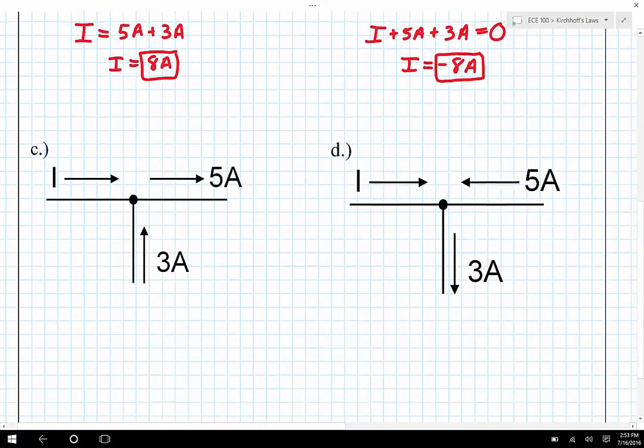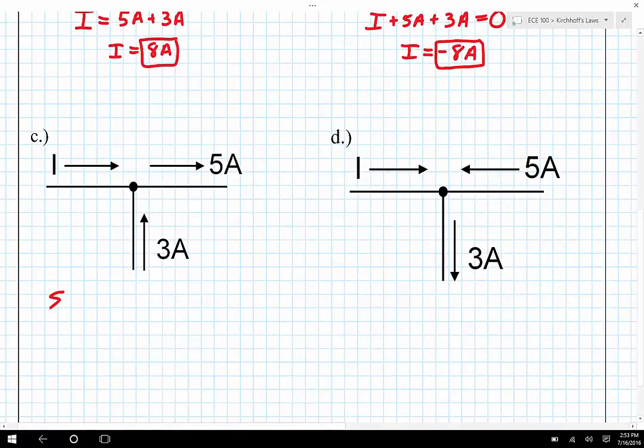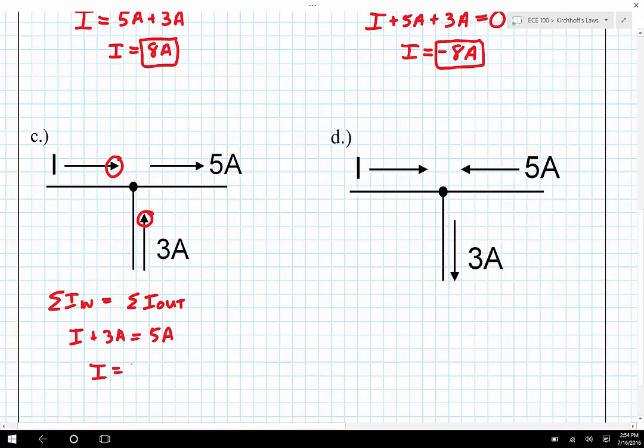Let's look at example C. The sum of the currents entering is equal to the sum of the currents leaving. You can see that there are two currents entering the node, this one and this one. So therefore, I plus 3 amps is equal to 5 amps. And we can go ahead and solve that for I equal to 2 amps. Because it's positive, that tells us that the arrow was drawn in the correct direction in the original circuit diagram.